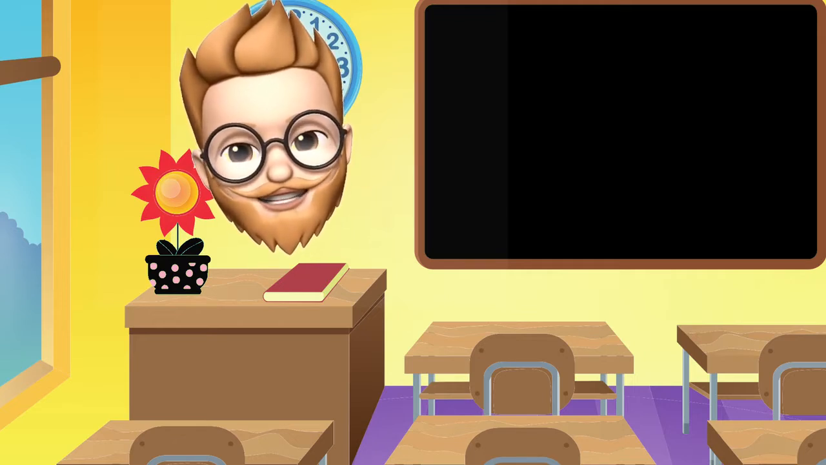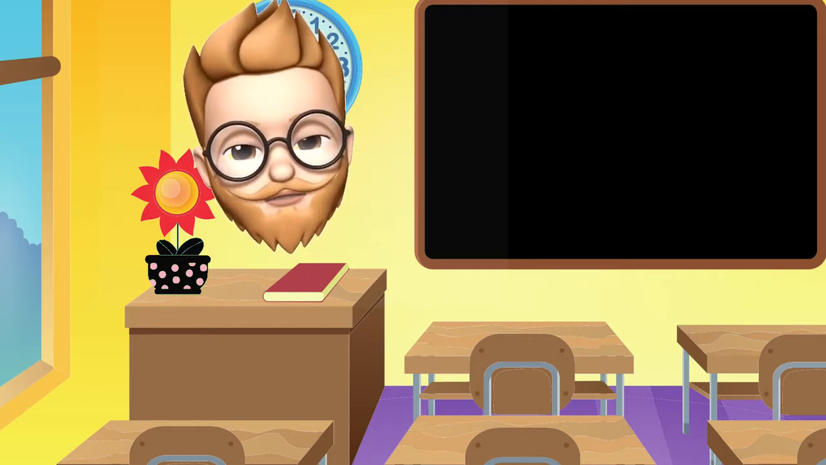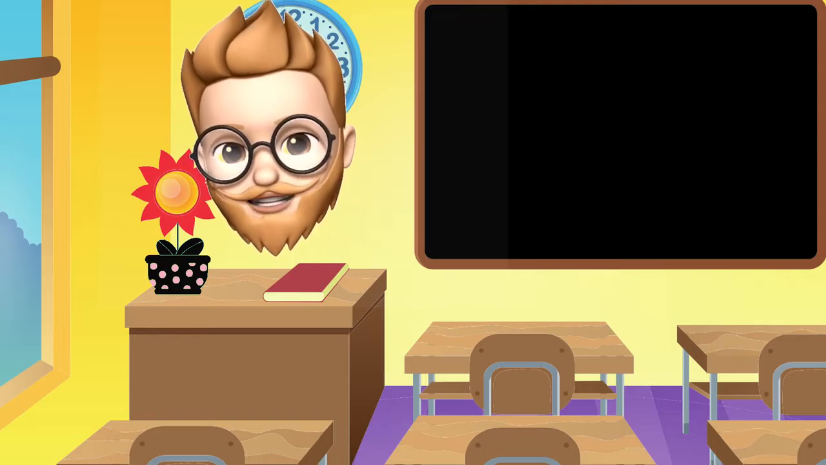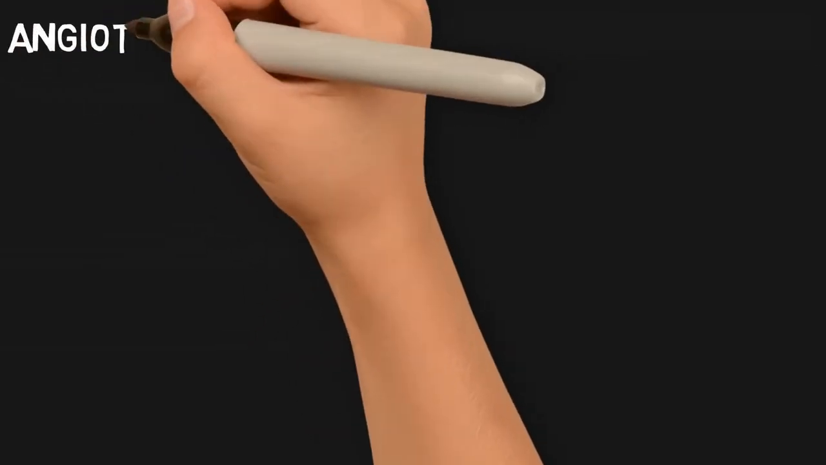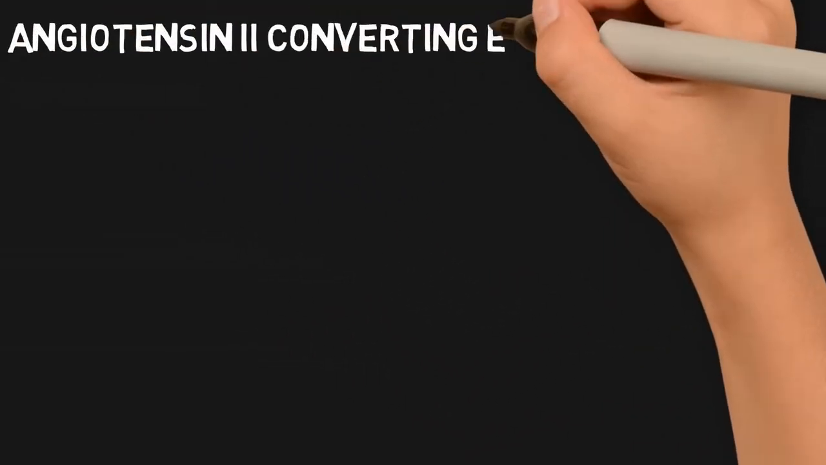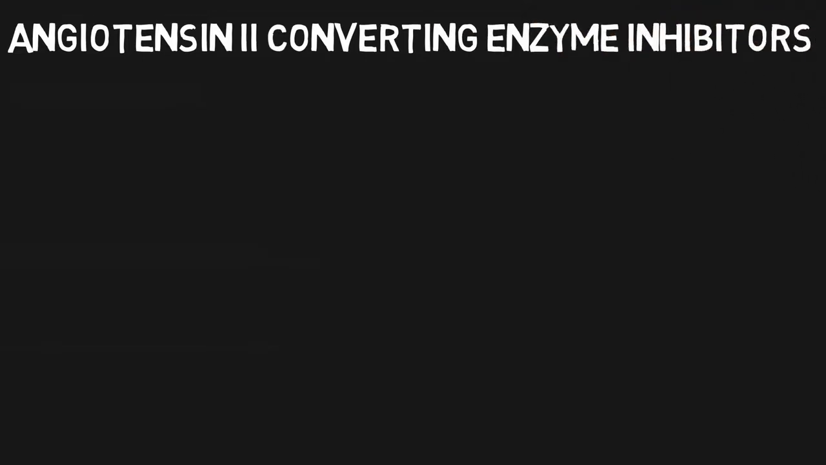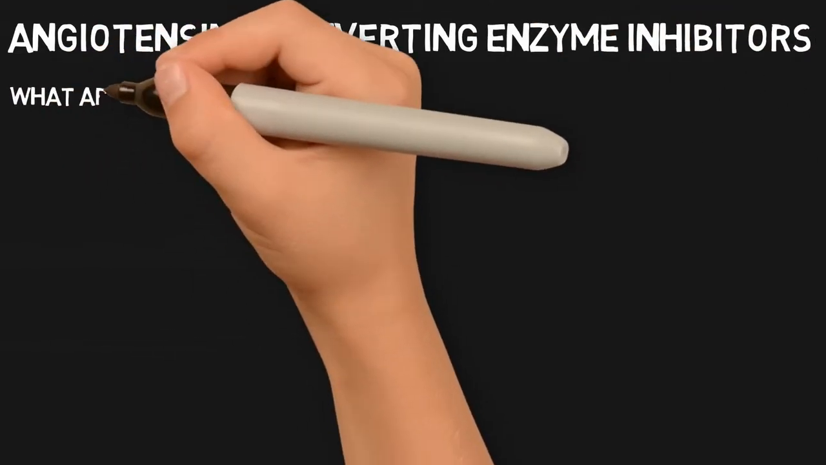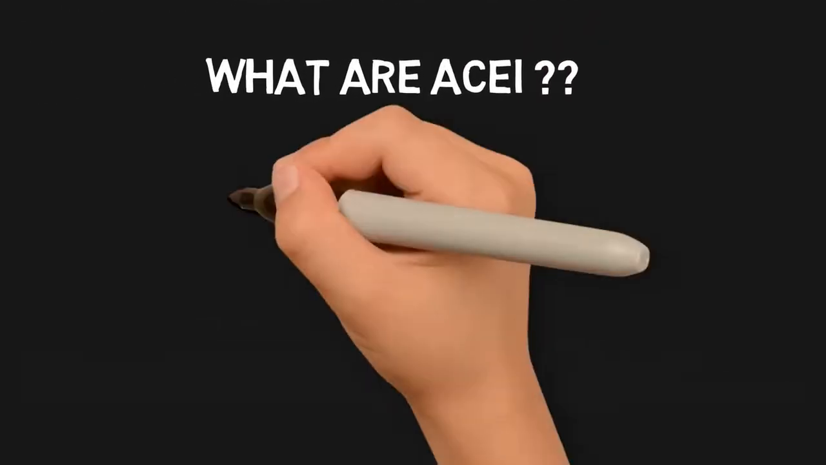Today's video is involving ACE inhibitors. I'll be covering the most important points you need to know. So let's get into the video. First of all, let's start off with what are ACE inhibitors? Well, it stands for angiotensin converting enzyme inhibitors. They work within the RAS system, which is the renin-angiotensin-aldosterone system.